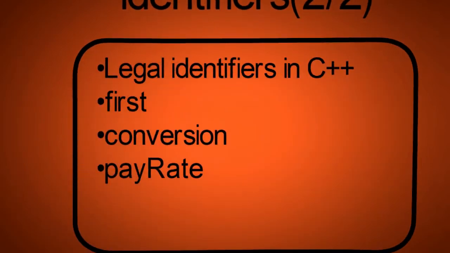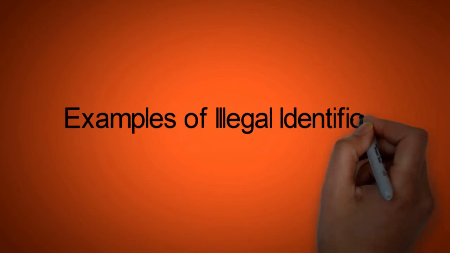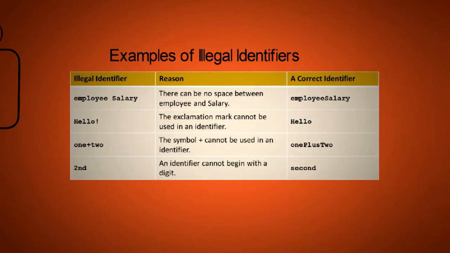Examples of legal identifiers in C++ are: first, conversion, payRate. Now, examples of illegal identifiers, and reasons why they are illegal as well as how to correct them.